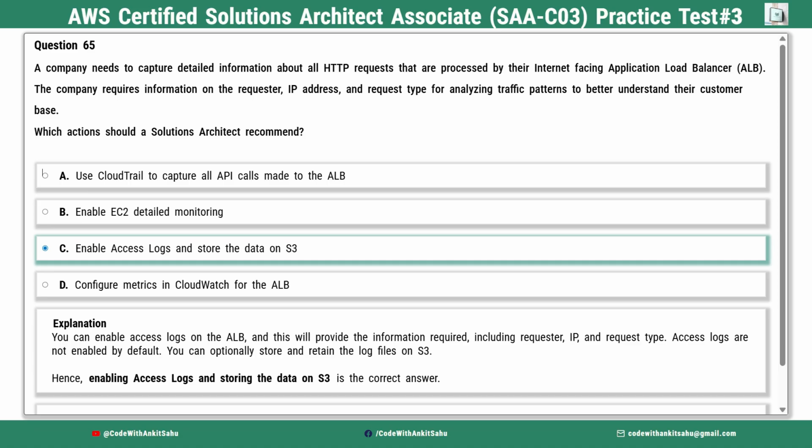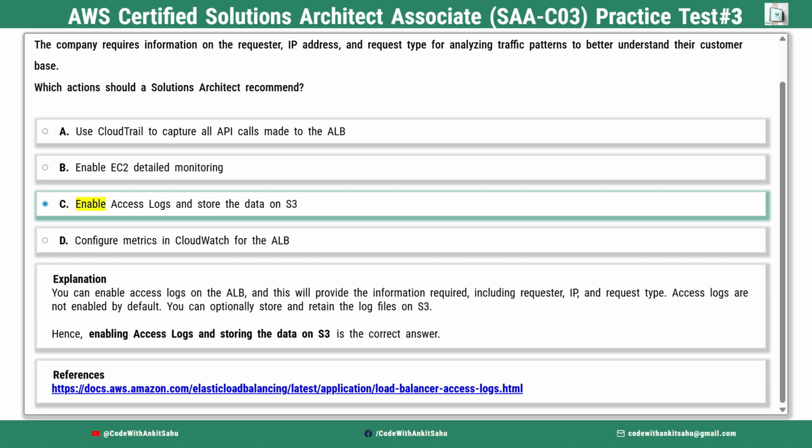Correct answer. Option C. Enable access logs and store the data on S3. Explanation: you can enable access logs on the ALB, and this will provide the information required, including requester, IP, and request type. Access logs are not enabled by default. You can optionally store and retain the log files on S3. Hence, enabling access logs and storing the data on S3 is the correct answer.